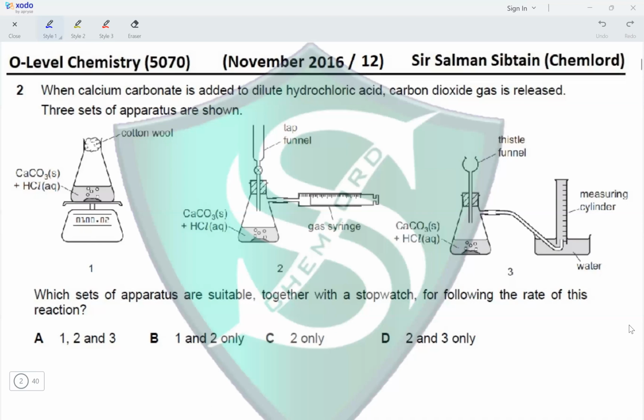Therefore, setups 1 and 2 can be used to follow the rate of reaction. Setup 3 has an issue with CO2 dissolving in water. Therefore, the correct option for this question is option B.